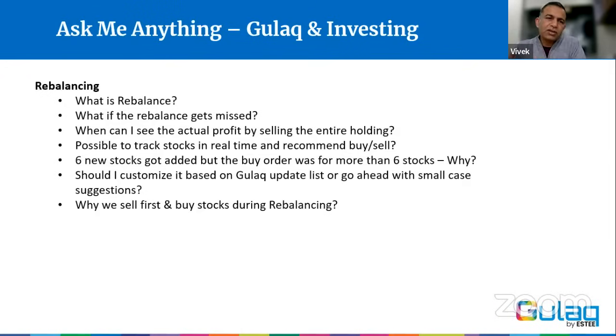Why do we sell first and buy stocks during rebalancing? I think this is a question because our whole capital is tied up. We first need to sell, and generate some cash, and then buy. That is what is happening, and that's why we need to sell first and then buy stocks. That's the order in which rebalancing takes place.